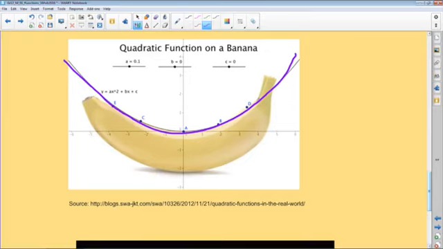So a is 0.1. So if we had to write out the equation defining that curve on this specific banana, you'll see that you have 0.1, which is a tenth, x squared. b is 0, so you're just going to have 0x, which is just 0, and then c is 0, so you're also going to have no y-intercept, so it's passing through the origin there. Okay, so your defining equation, y is equal to 0.1x squared, perfectly describes this curve that you find in the shape of a banana.